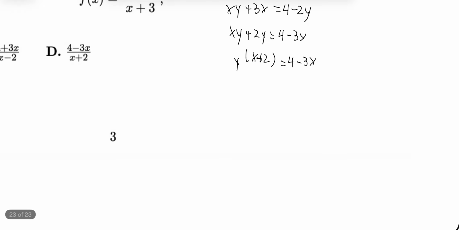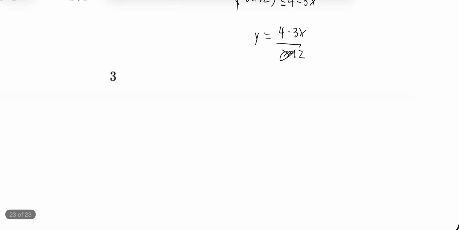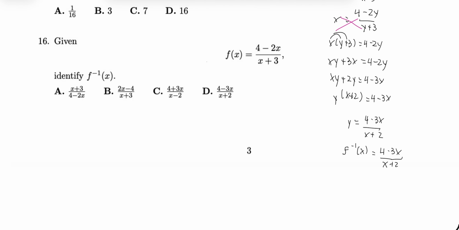After this, we can write y is equal to 4 minus 3x divided by x plus 2. And we have the inverse now. We can replace y with the inverse symbol. So we have 4 minus 3x all over x plus 2. So let's see which one this matches with. This matches with option D.